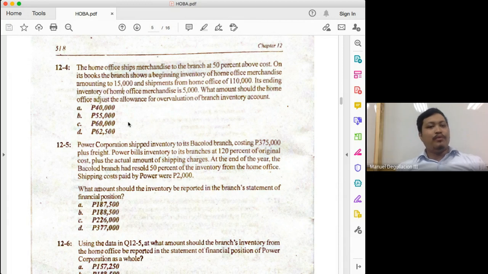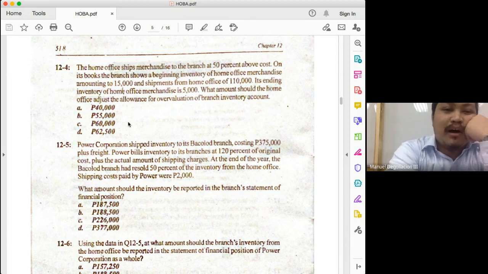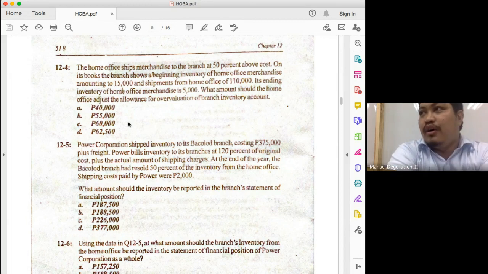And it should not be difficult for us to compute for the markup. I want us to compute first the markup included in the beginning inventory. Based on the records of the branch, the beginning inventory is 15,000. So the first question is, how much is the markup? How much is the additional amount billed by the home office for the goods forming part of the beginning inventory of the branch? So what do you do? You divide 15,000 by 150%, because the markup is based on cost. So the billed price is 150% of cost.